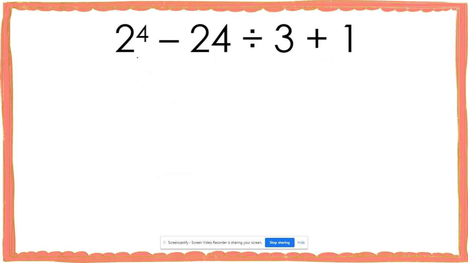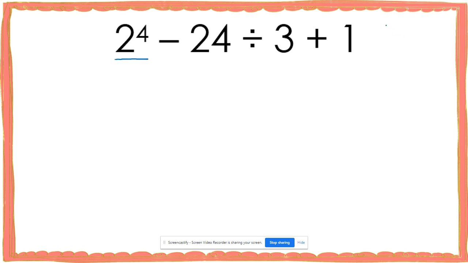My next problem says 2 to the fourth power minus 24 divided by 3 plus 1. The first thing I need to look for are grouping symbols, but I notice that I don't have any parentheses or brackets. So I move on to the next part of the order of operations, which is exponents. And I do have exponents here.